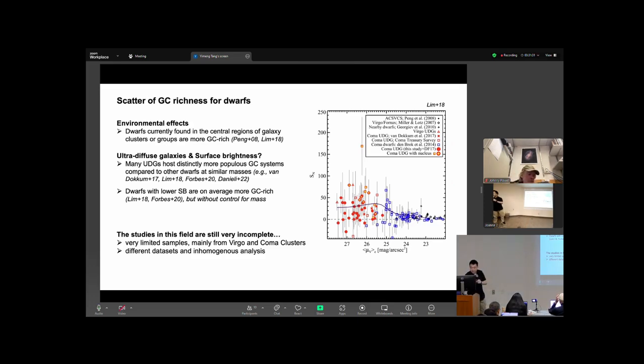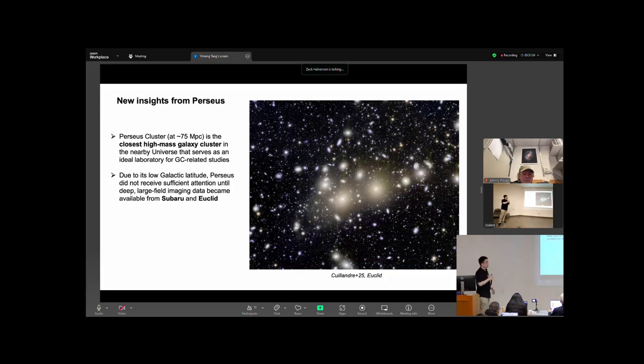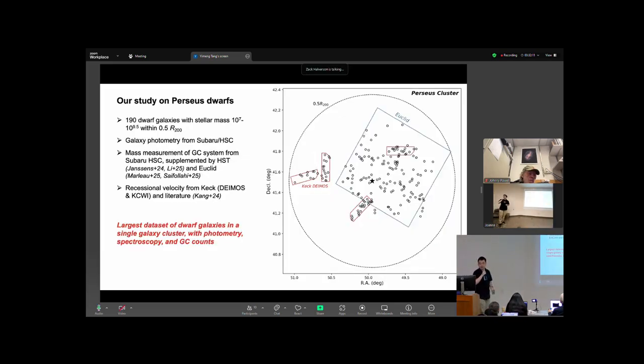So we put our eye on the Perseus cluster. Perseus is actually the most massive nearby galaxy cluster. Why didn't we explore this before? Because Perseus is at low galactic latitude, so you have a lot of dust. So Perseus didn't get enough attention until recently, when we got large field image data from Subaru and Euclid. This is a very beautiful image from Euclid.